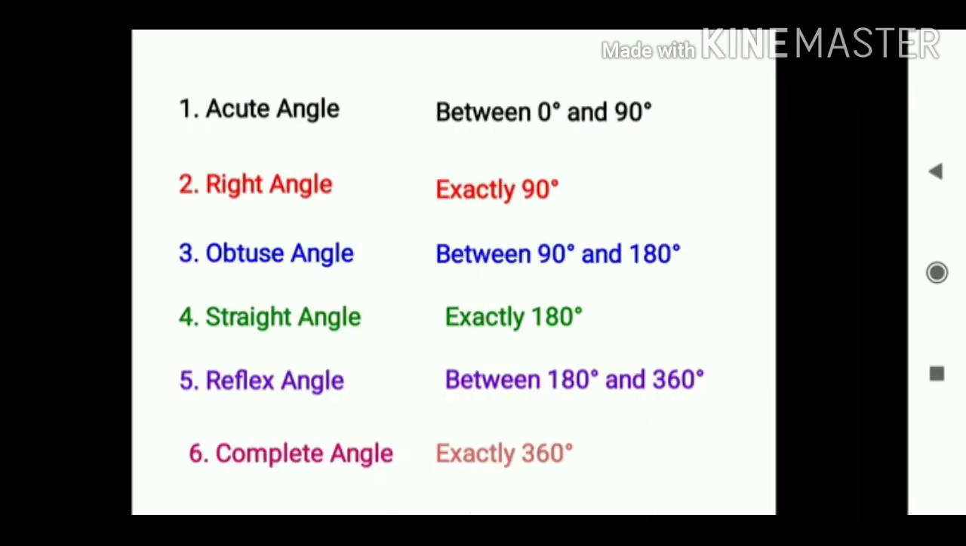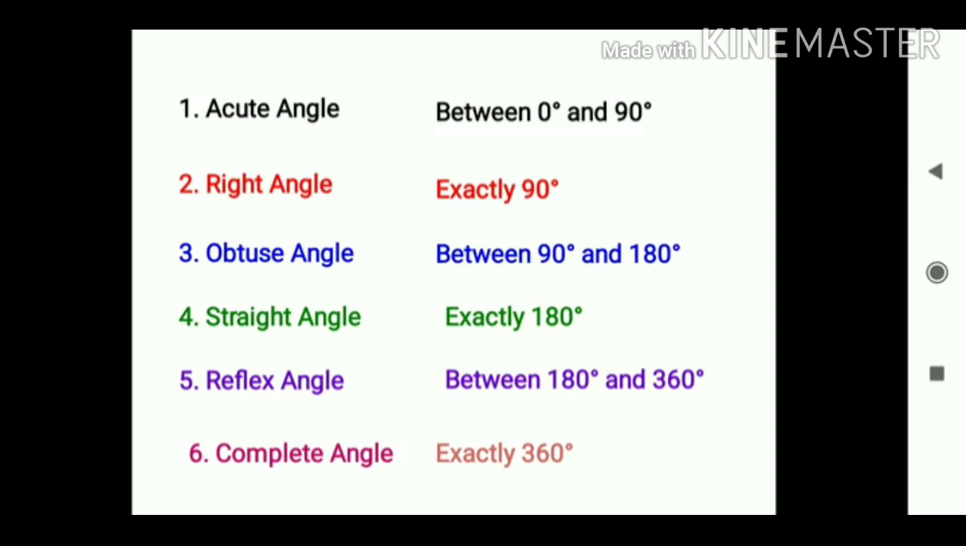Let us summarize the different types of angles. Acute angles are those angles which are more than 0 degree but less than 90 degree. Right angles are those angles which are exactly 90 degree, and obtuse angles are those angles which lie between 90 degree and 180 degree. A straight angle is exactly 180 degree, and any angle that measures more than 180 degree but less than 360 degree, those angles are known as reflex angles. And when we make a complete round, in that case the angle formed between them is known as complete angle, meaning 360 degree makes a complete angle.